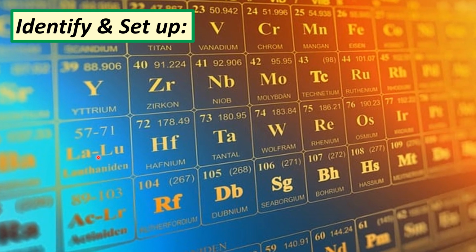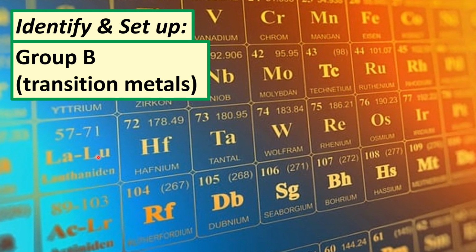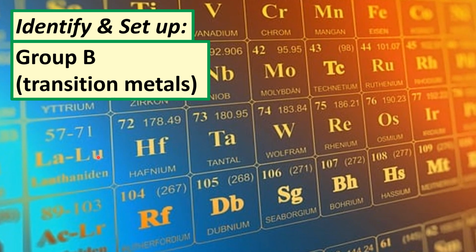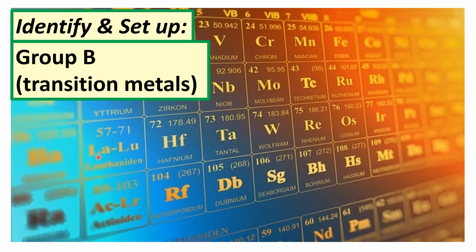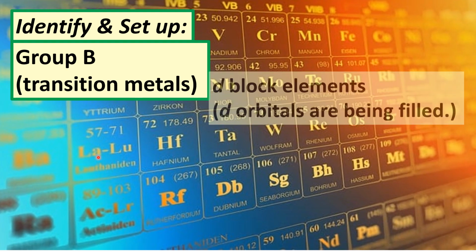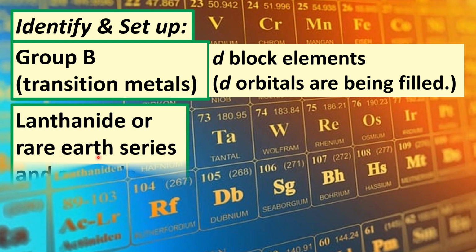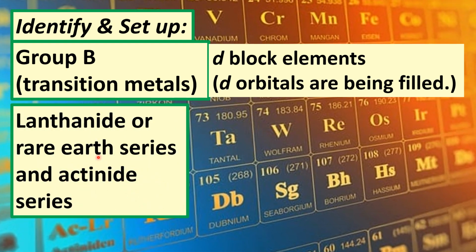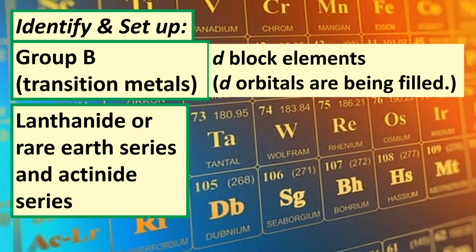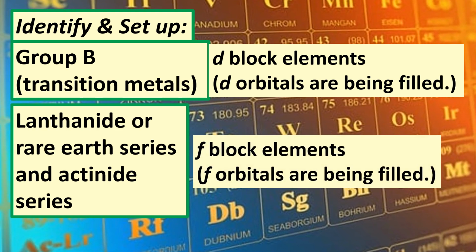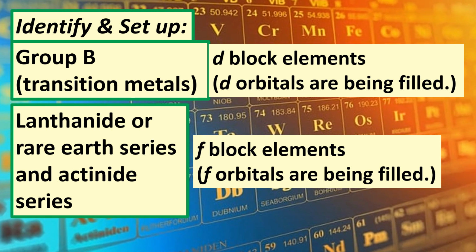For group B elements known as the transition metals, the d orbitals are being filled. So they are called the d block elements. The lanthanide or rare earth series and the actinide series, the f orbitals are being filled, so they are known as the f block elements.